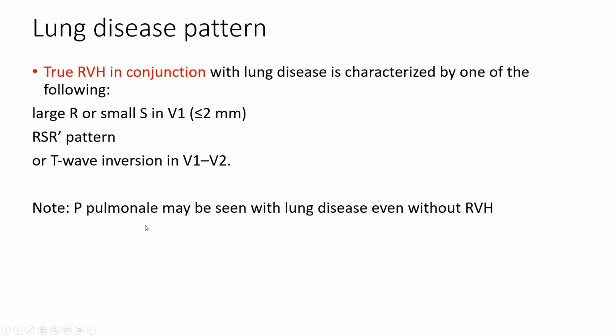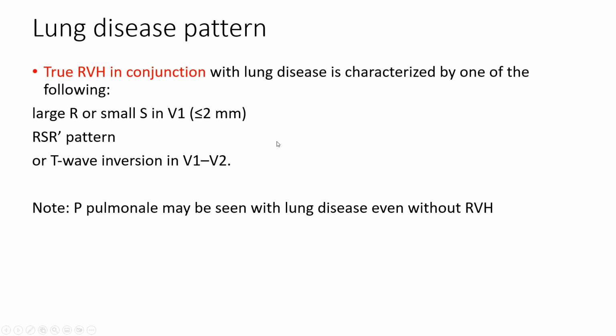less than 110 milliseconds. Also, P pulmonale is less helpful because with lung disease, as the heart becomes more vertical, the atrial plane of depolarization becomes more vertical, so you can get a high P wave in lead 2. So P pulmonale may be seen with lung disease even without RVH or right atrial enlargement. So P pulmonale becomes less specific for RVH or right atrial enlargement.